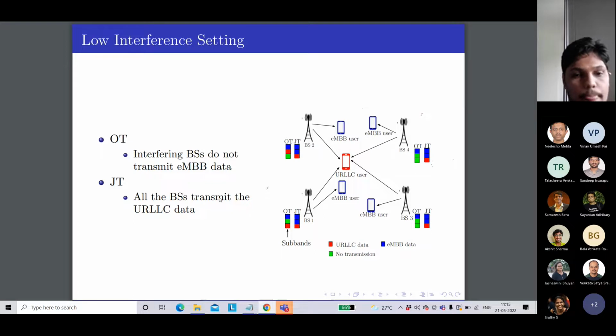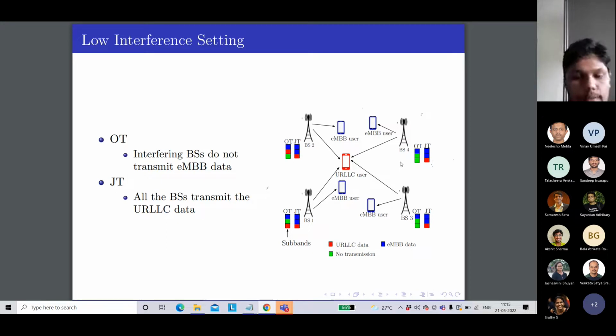In joint transmission, the low interference setting is nothing but all the base stations transmitting. For example, here base stations 1, 2, 3 and 4 are all transmitting because all the base stations use the same time and frequency resources. None of them will interfere because all the base stations are transmitting. So this is the introduction to both interference settings.